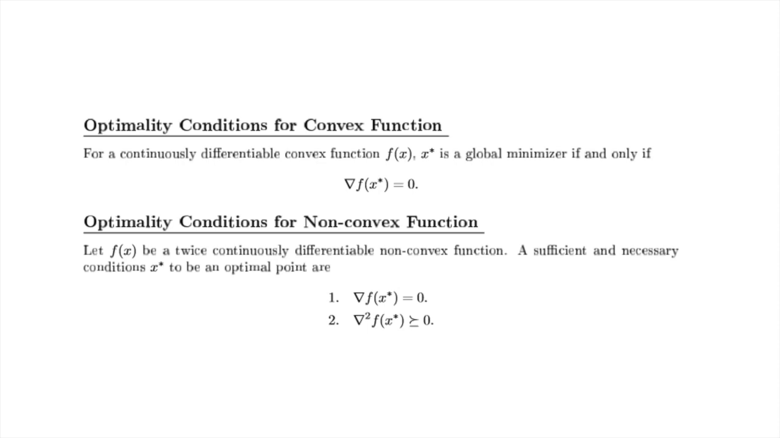Optimality conditions for minimum. If the function is convex, then the gradient being 0 is sufficient. If not, then at the optimal point, the Hessian needs to be positive semi-definite as well.